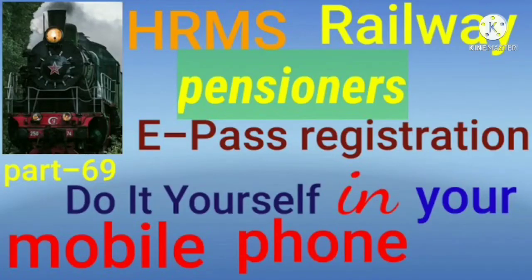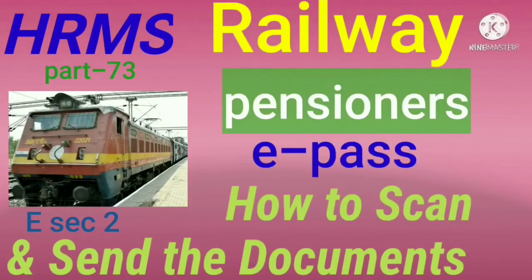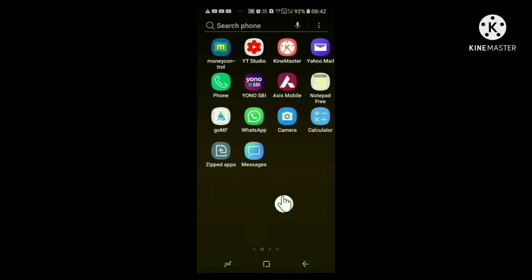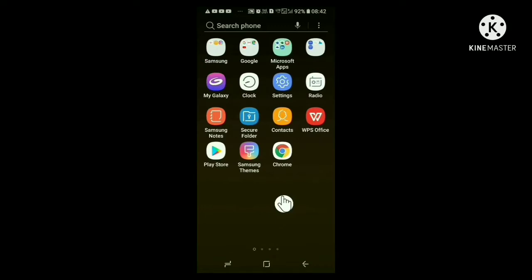Towards availing e-pass, railway pensioners have now gone through the procedure of registering with the HRMS site, sending the required documents to the pass clerk, and thereafter verifying the data entered by the pass clerk. Links of all these videos have been posted in the description box of this video. Once the data is verified and the pass issuing authority approves it, it is possible for the pensioner to draw the e-pass. In this video, we will see how a pensioner can apply for e-pass and also draw e-pass through his mobile phone. We have to apply for e-pass in the HRMS site only.